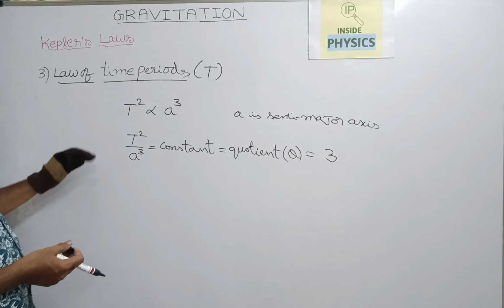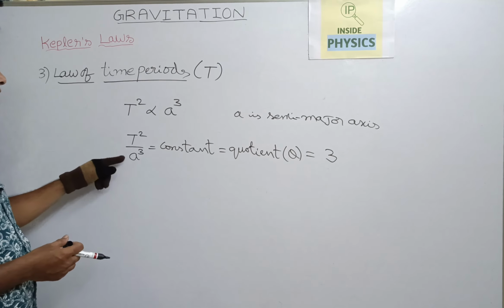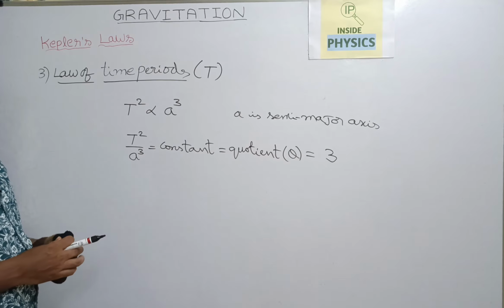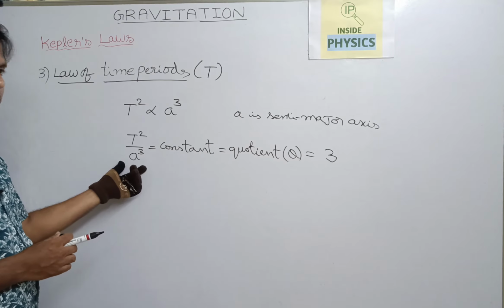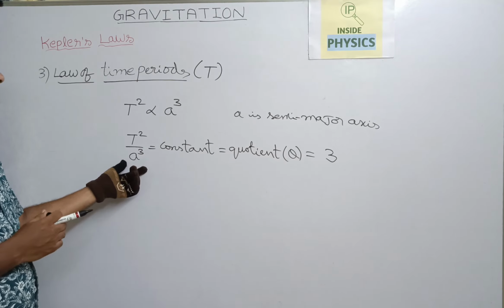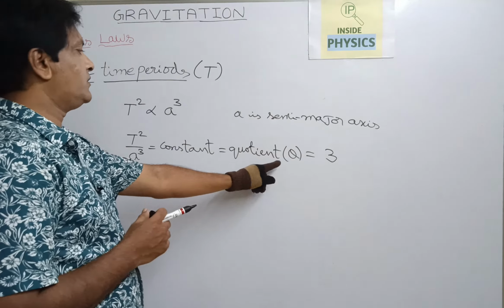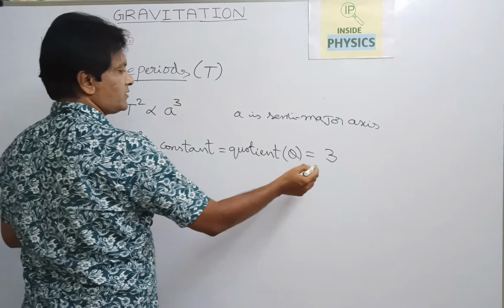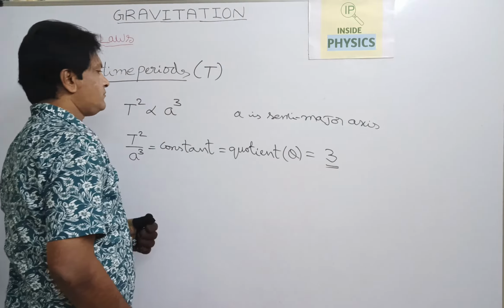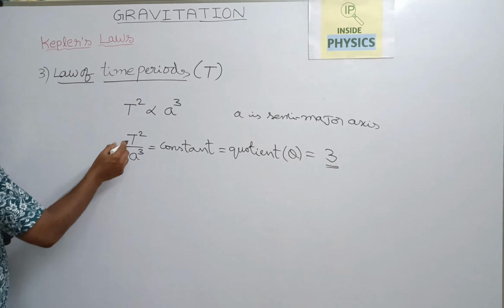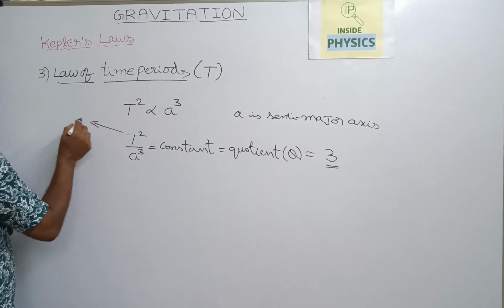That means if you divide the square of the time period of a planet by the cube of the semi-major axis distance between the planet and the Sun, the ratio T squared by a cubed gives a constant, which is called the quotient, that is nearly 3. What these time periods are measured in years.